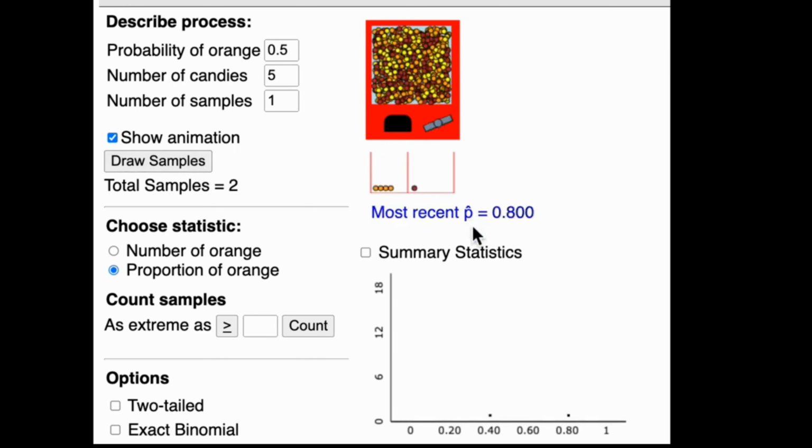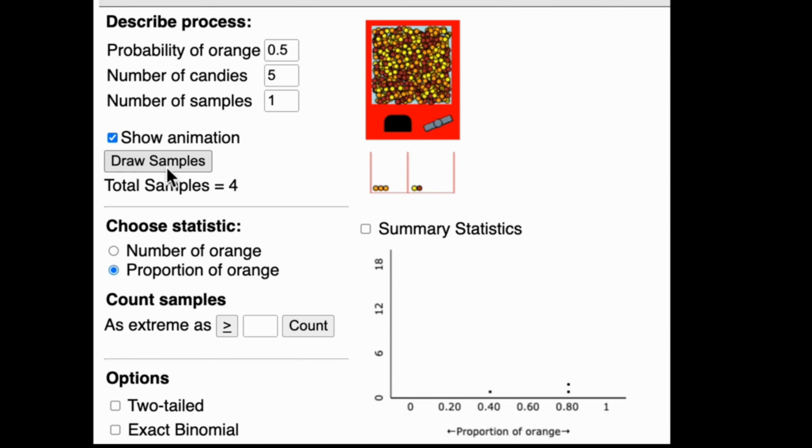Uh-oh! The next time I put in a quarter, out of 5 pieces of candy, I got 4. So that's 4 out of 5, which is 80%. That's a lot higher than they told me, 50%. So if I keep drawing these, whoa, I love orange Reese's Pieces. So I got 4 out of 5, which is 80% again. There's another dot.